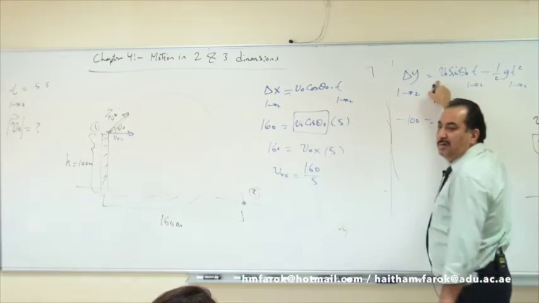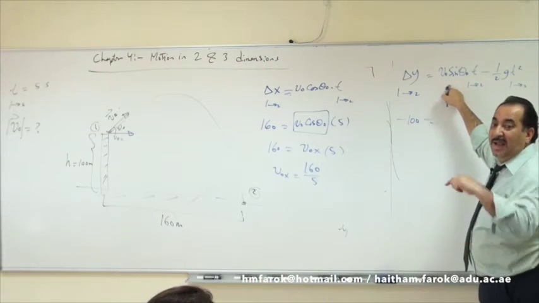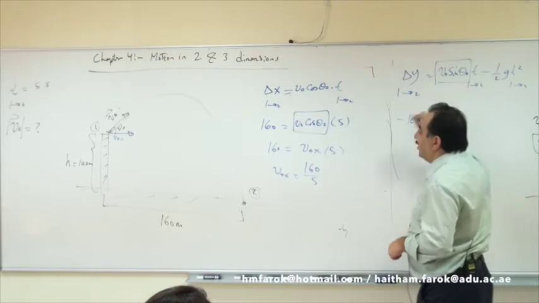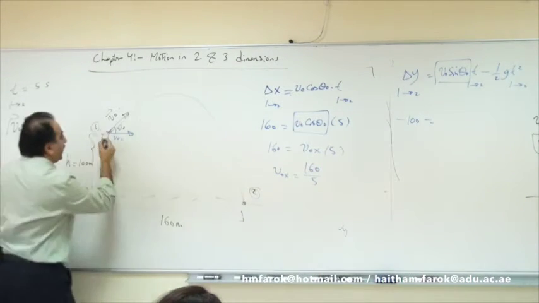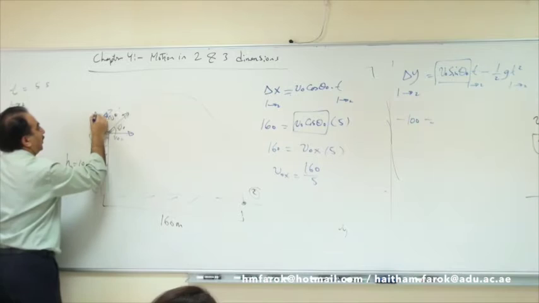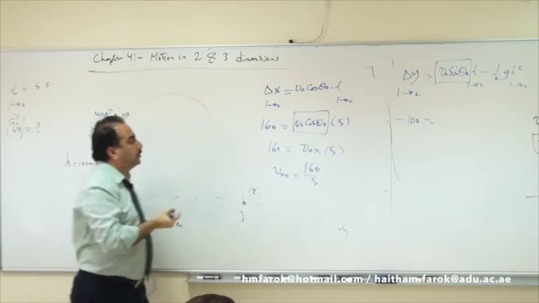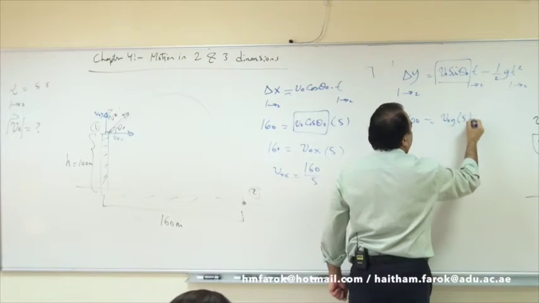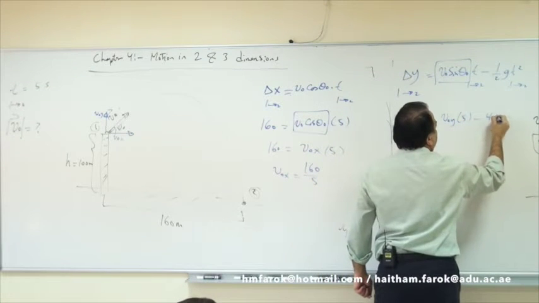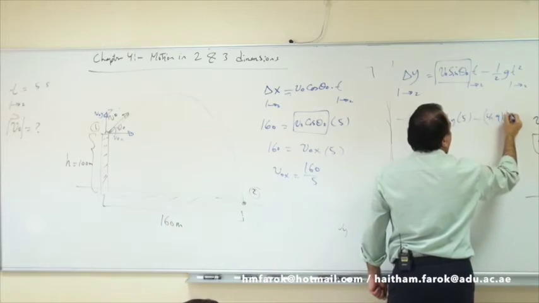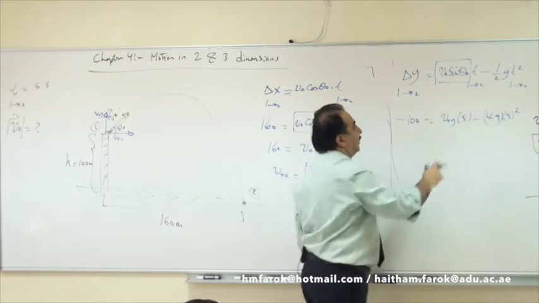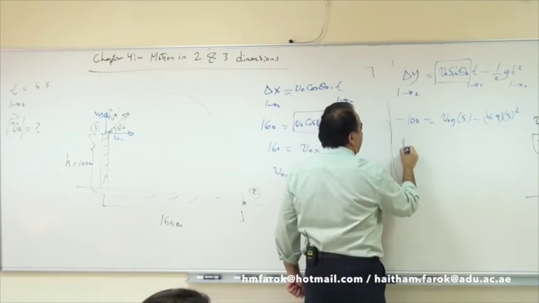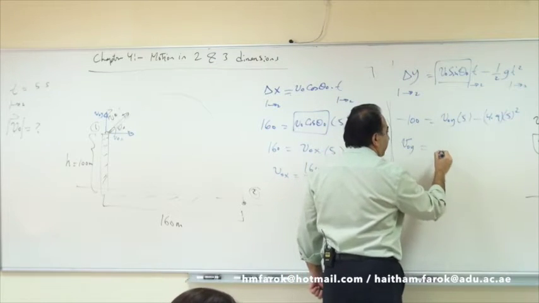Now V naught is unknown, theta naught again. What does V naught sine theta naught mean? V naught y here. So just put it as V naught y. Time 5. This is 4.9. 5 square, yeah? You'll solve it, and you'll find V naught y.